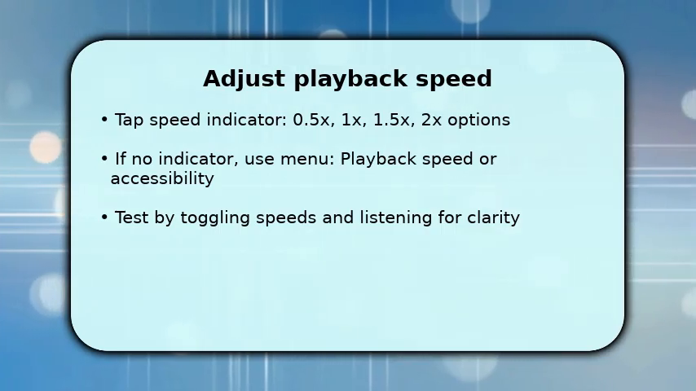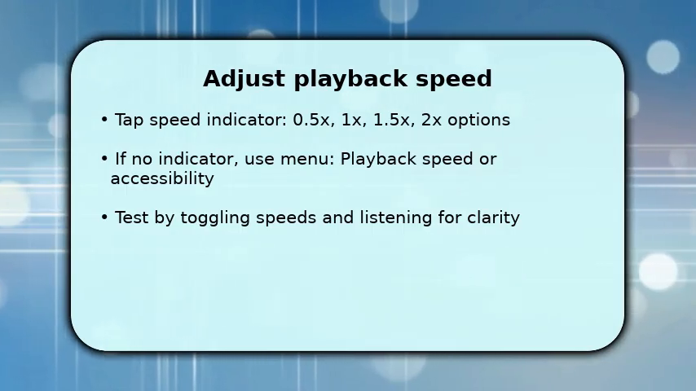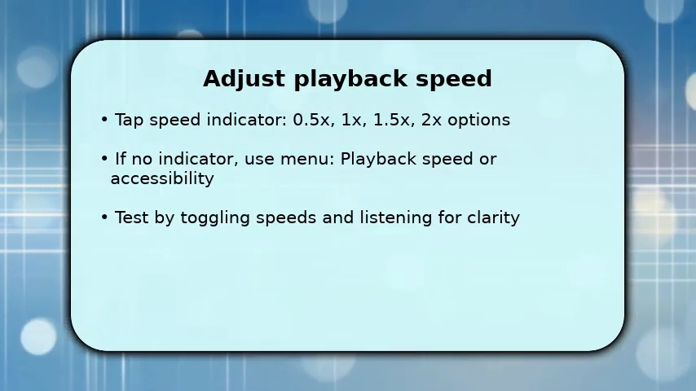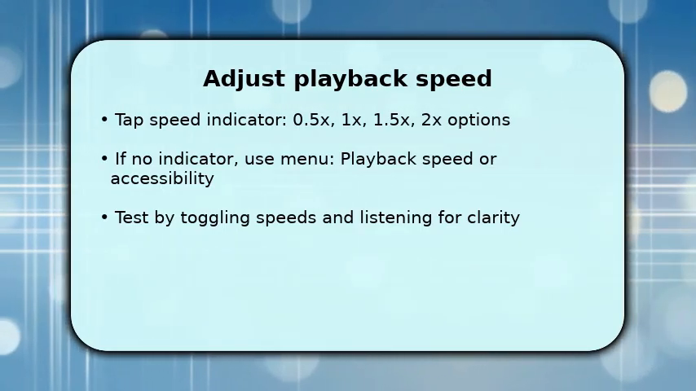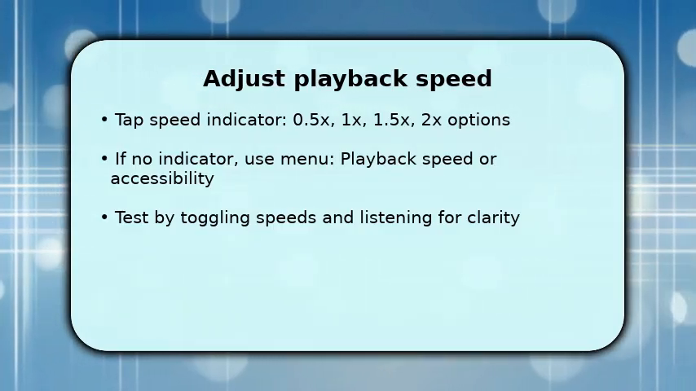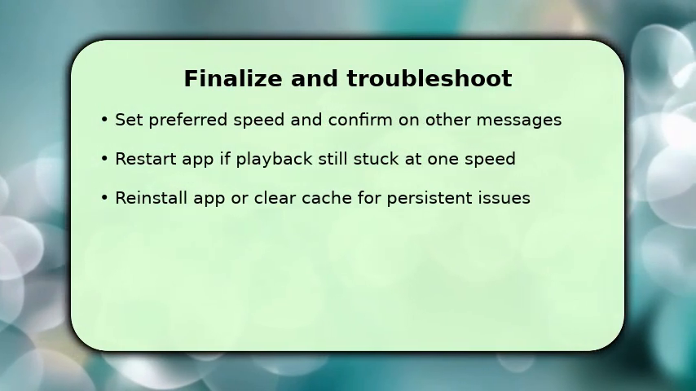Choose slower if words blur, faster if you need time savings. Make sure to listen to a 5-10 second segment after each change so you can judge comprehension versus speed. If you use accessibility settings, adjust there and return to Messenger. Once you settle on a comfortable speed, play another voice note to confirm consistency across messages.